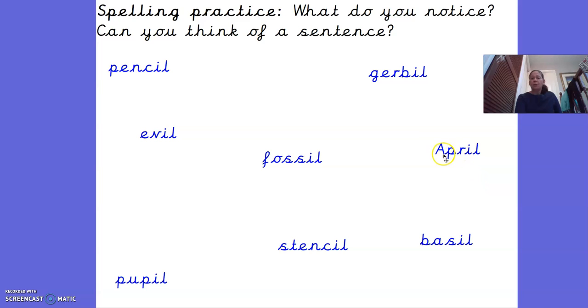You might notice as well the word April has got a capital letter, okay, so when you're practicing your spellings it's really important that you put a capital letter for April because April is the name of a month and it's also a girl's name, so it must always have a capital letter. Right, what I would like to do is to pause the video and choose 3 of these words and write a sentence for each of them. Okay, off you go.